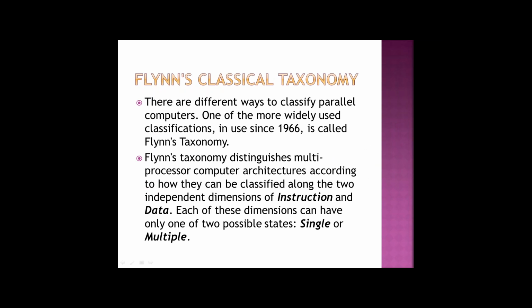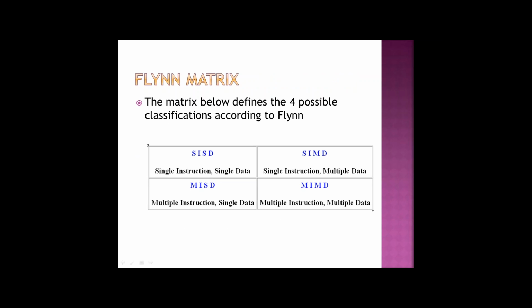Then next is Flynn's classical taxonomy, which is also used for parallel computing. This is Flynn's matrix. The matrix below defines the four possible classifications according to Flynn.